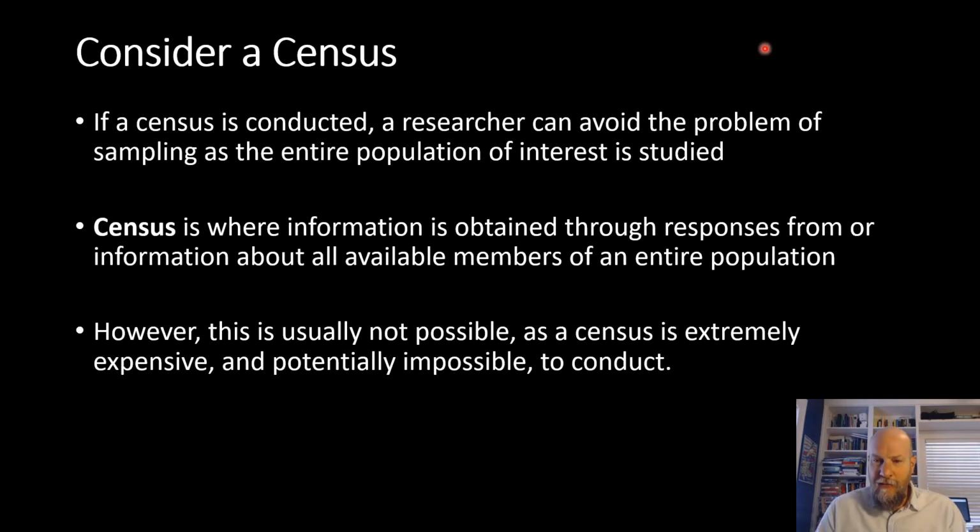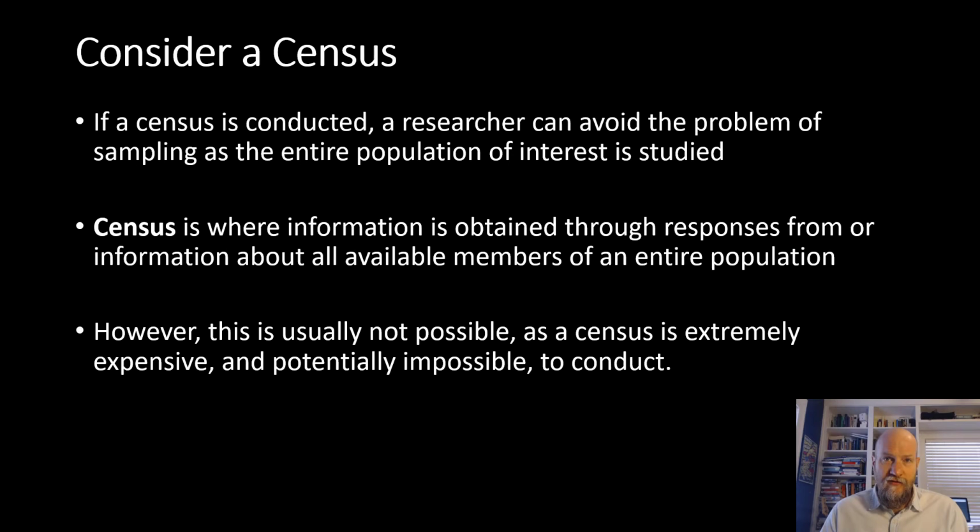So I made a comment earlier about how it's very rare that we can ever sample every single individual from the population. If we're able to do that in a perfect world, that's not a bad thing. And we do have a term for this. We call it a census, right?